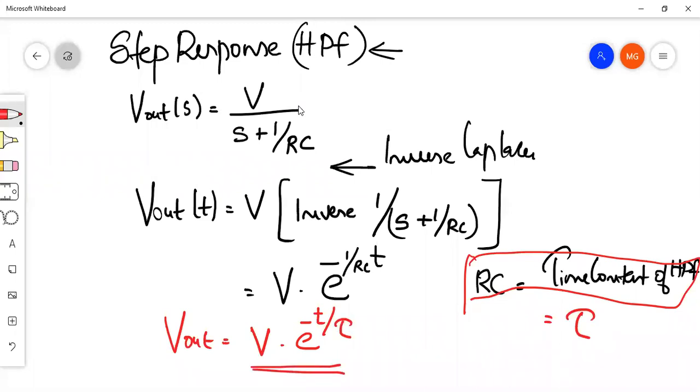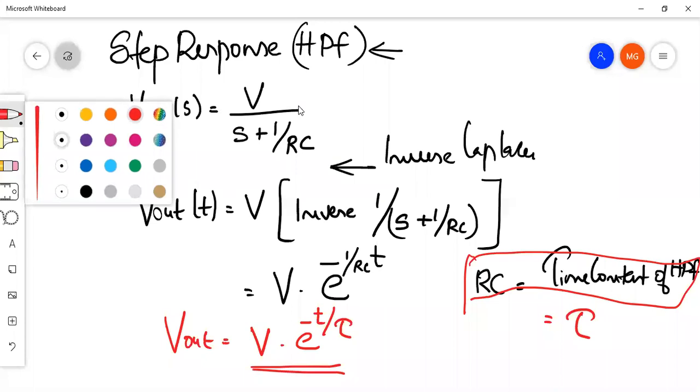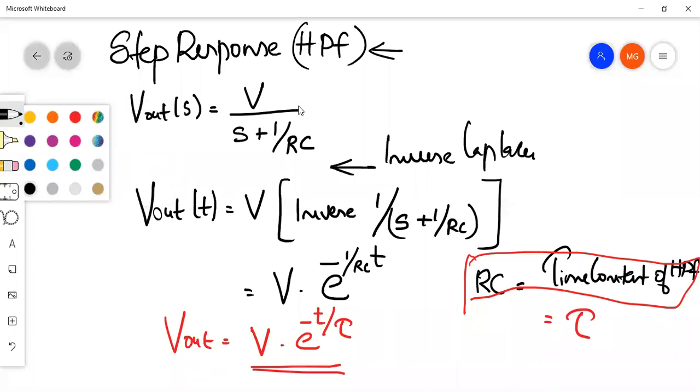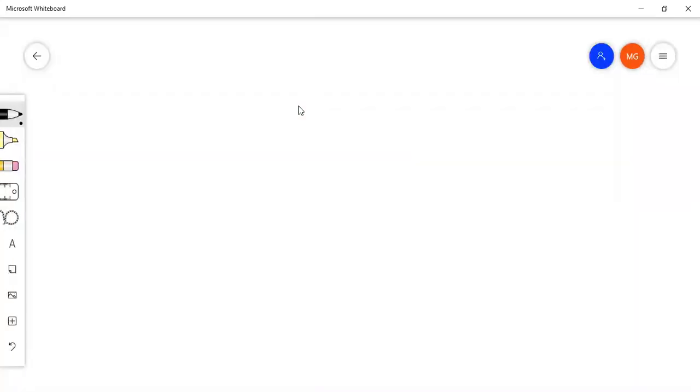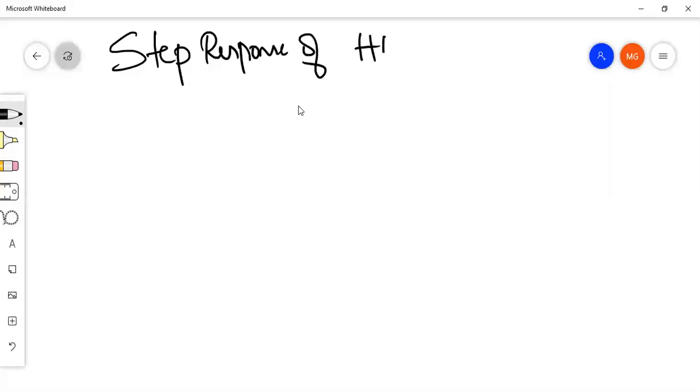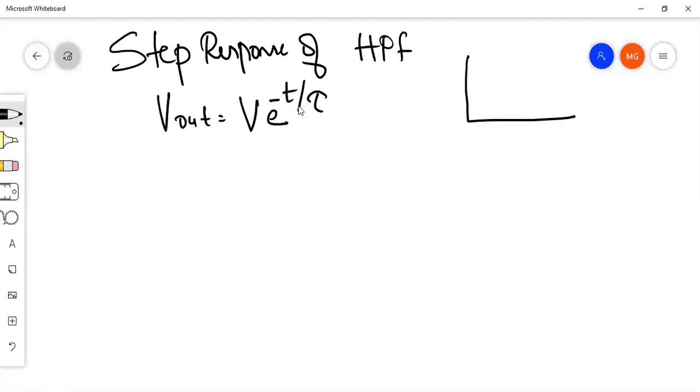Is it clear? Okay, next. We are discussing the step response of a high pass filter. So I got the output voltage equation as V into E raised to minus T by tau. And the input is like this.